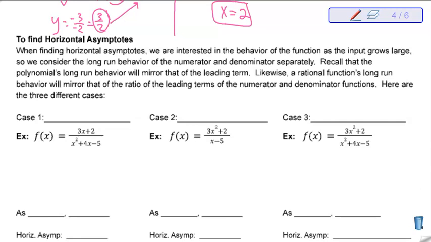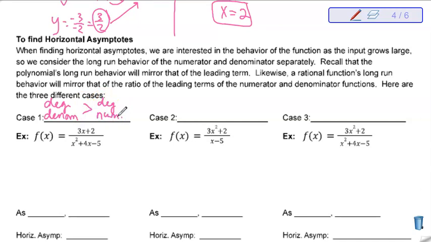First one we're going to look at is, and we need to remind ourselves that the degree of a polynomial is the highest power on each one of those. There's a degree, there's a degree, here's a degree, there's a degree. So we're looking at each one of those as the highest power. So for case 1, the degree of the denominator is bigger than the degree of the numerator.